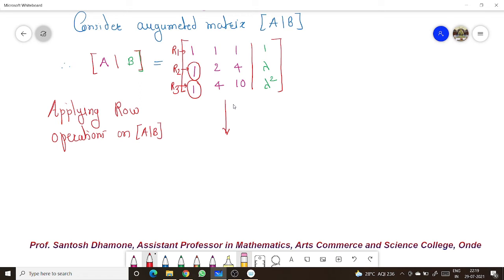Write the given system of equations in matrix form, Ax equal to b, as follows.